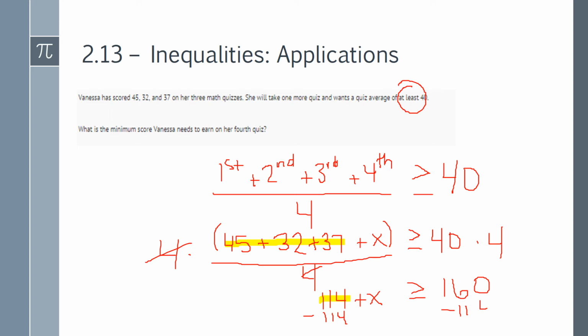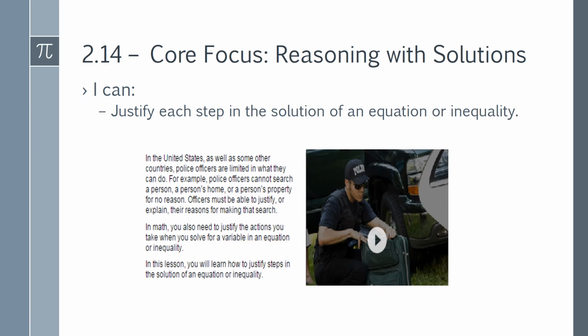Now I'm going to subtract 114 from both sides. That gives me x is greater than or equal to, right side we've got 160 minus 114, and I believe that is 46. So her next quiz has to be at least 46. That's the lowest she can get. Now I want you to look at her grades and go, is that likely? She's got to do better than she's ever done. So hopefully she is studying up a storm.